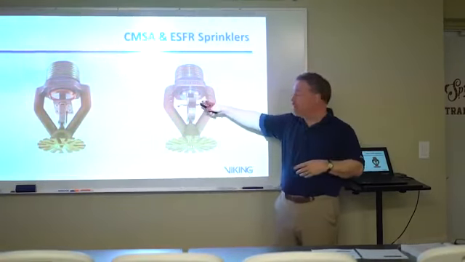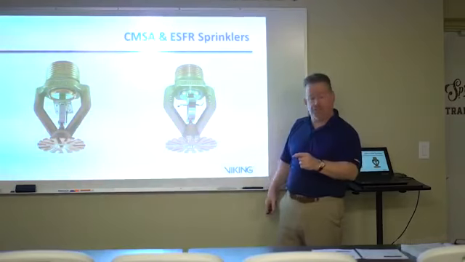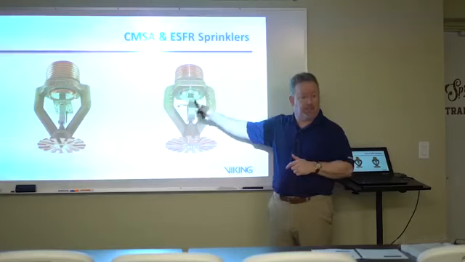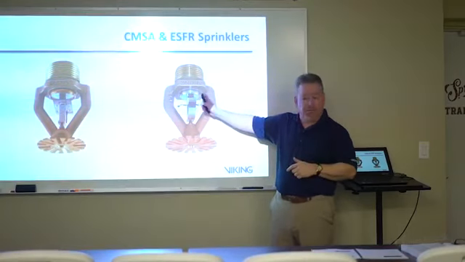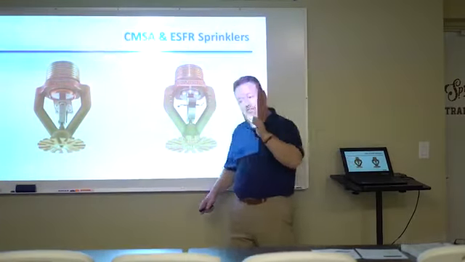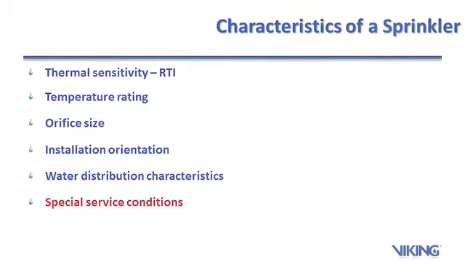This one in particular is fast response. It's a fast response acting sprinkler, and it puts anywhere from 80 to 100 gallons a minute down through the fire, down on the fire. It's designed to take that fire growth and just drop it. So then you get into the special service conditions.